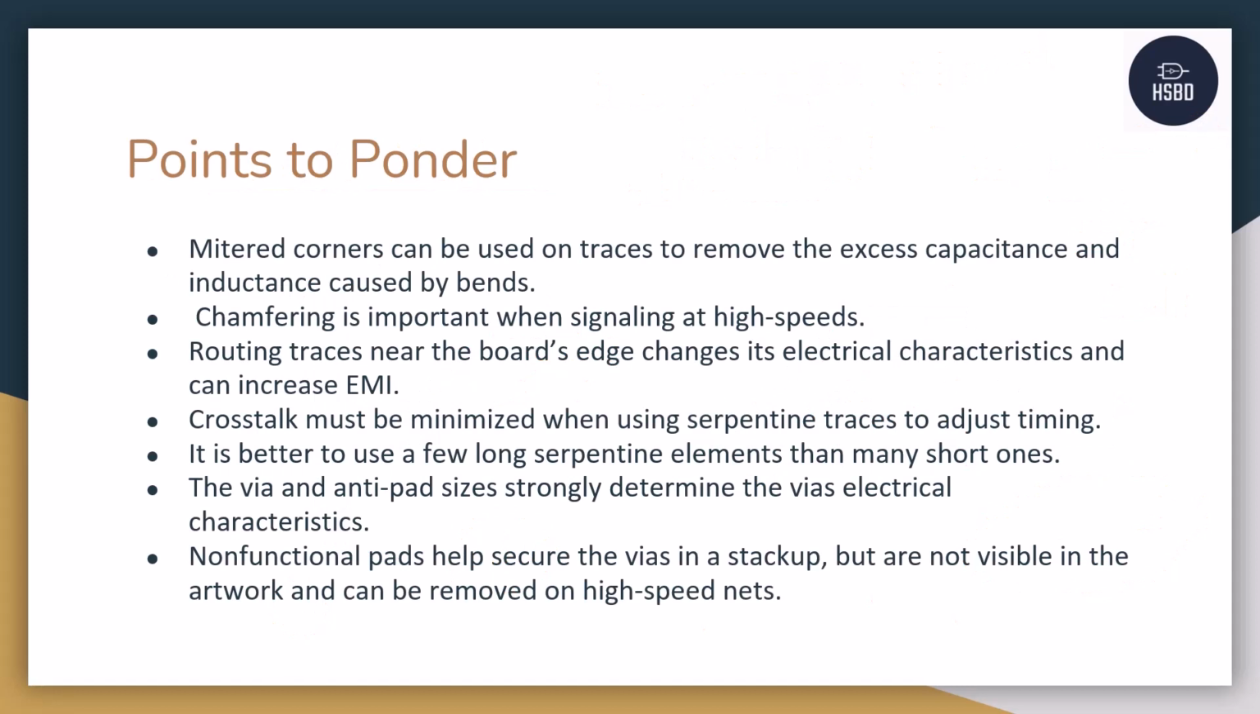So let us quickly revise the points that we have already seen. First of all, we are going to look into the mitered corners. A mitered corner can be used in the trace to remove the excess capacitance and inductance. As I explained earlier, if you have a 90-degree angle, in order to reduce this you have to make it 45 degrees, and the value should be 0.8 to 1.25 of the width.